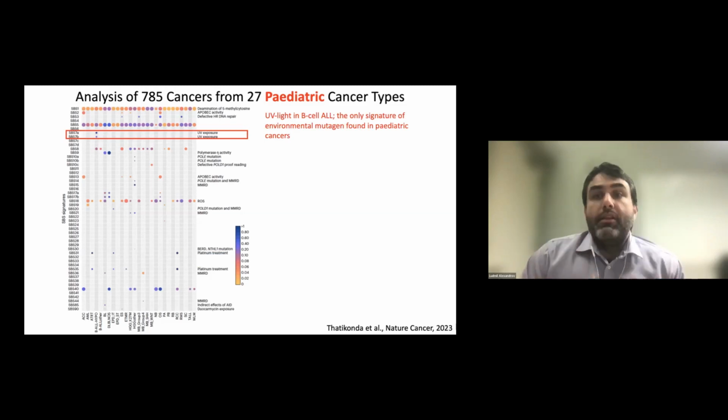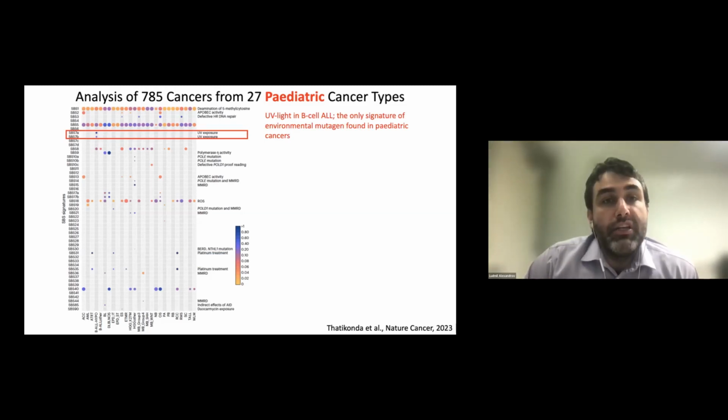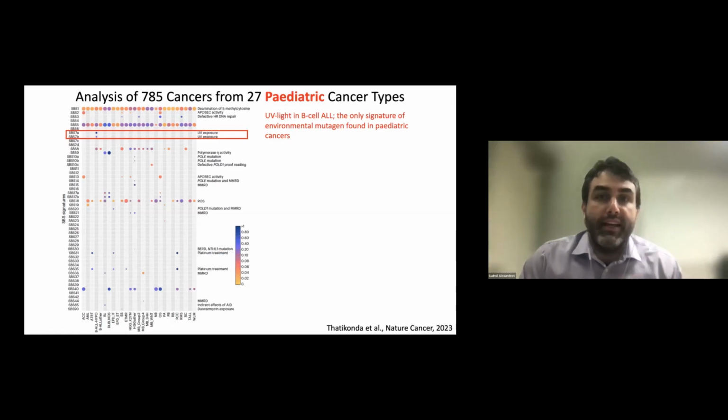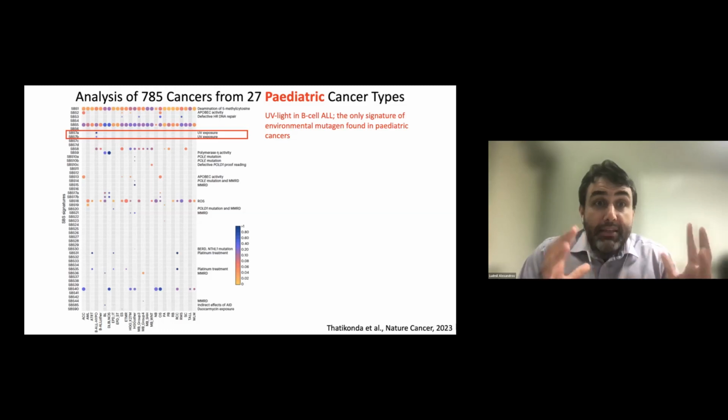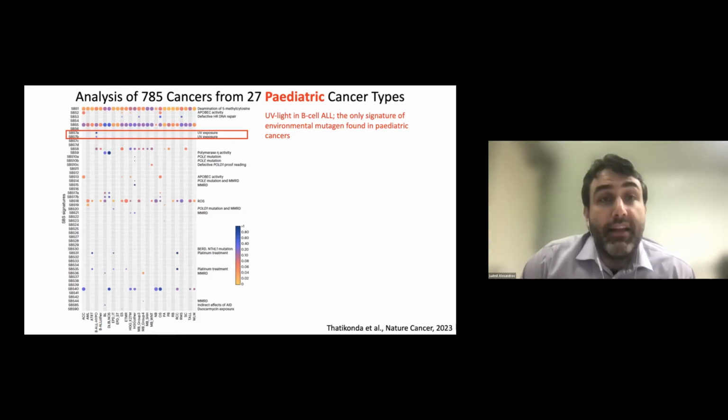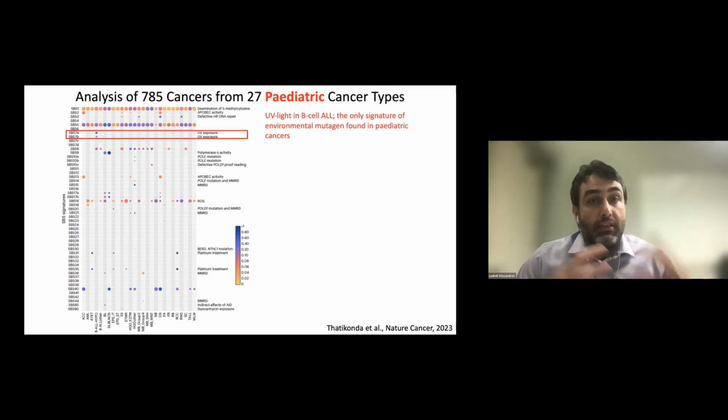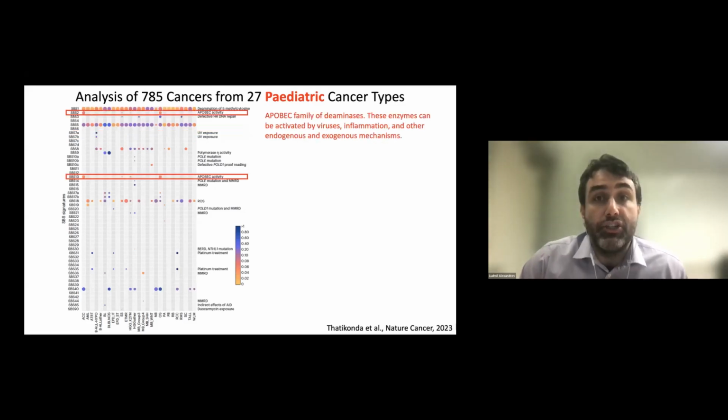The only environmental factor that we can find with mutational signatures in this study is the one of UV light in B-cell ALL. And again, that's a completely different cohort than the one I previously showed you. And as a matter of fact, we haven't found any other environmental or lifestyle choice based on mutational signatures.